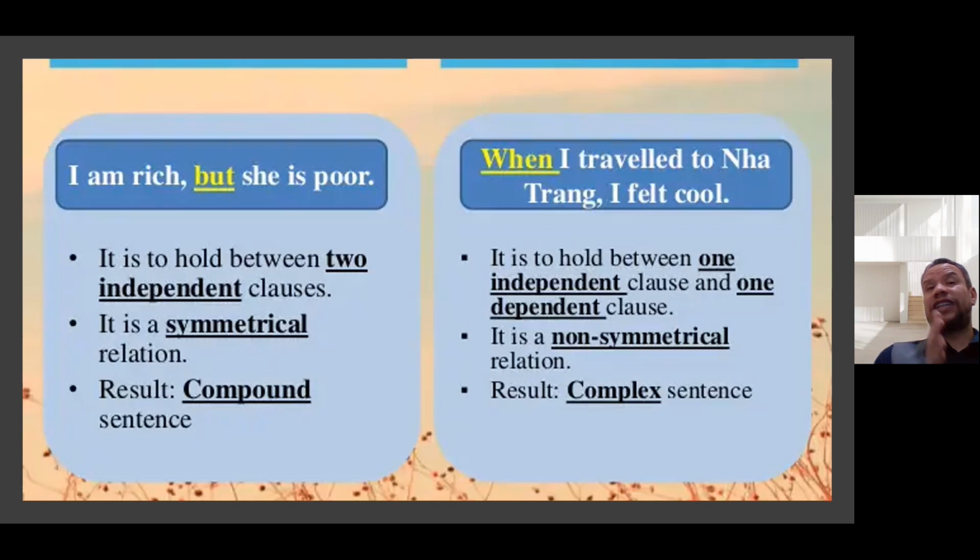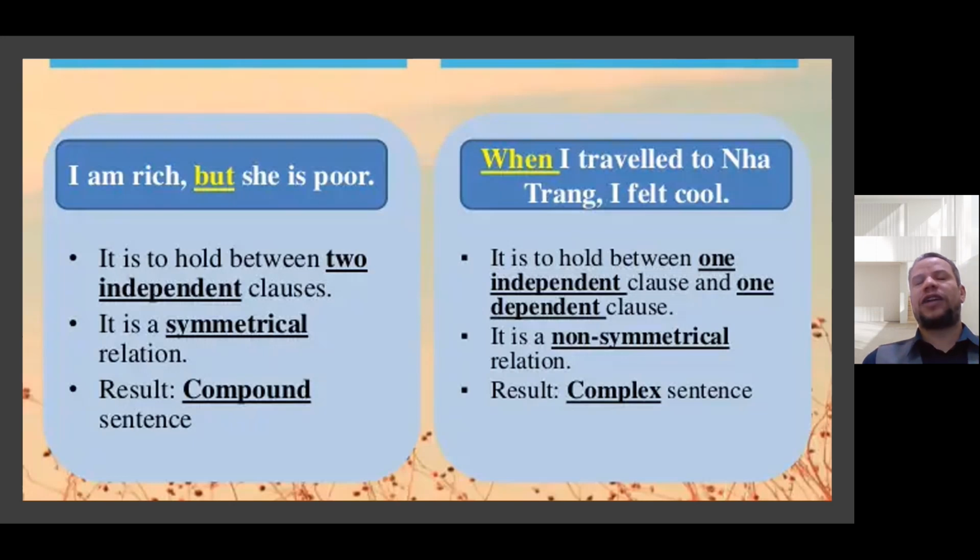When is a subordinating conjunction? Why did you say it's subordinate, not coordinate? Look at the two sentences. I traveled to Nha Trang. I felt cool. Which one is main? I felt cool, because it's a complete meaning. Which one is not a complete meaning and needs others to complete it? I traveled to Nha Trang. That's why we put it after when. So: when I traveled to Nha Trang, I felt cool.